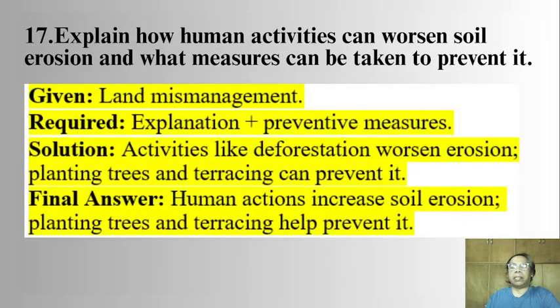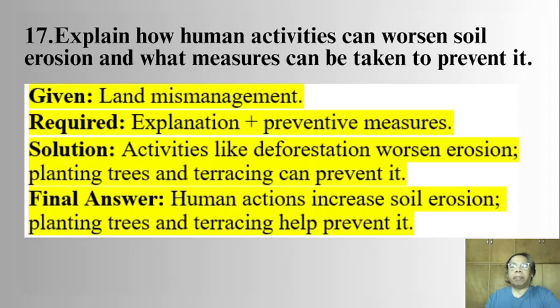Number 17. Explain how human activities can worsen soil erosion and what measures can be taken to prevent it. Given: land mismanagement. Required: explanation plus preventive measures.